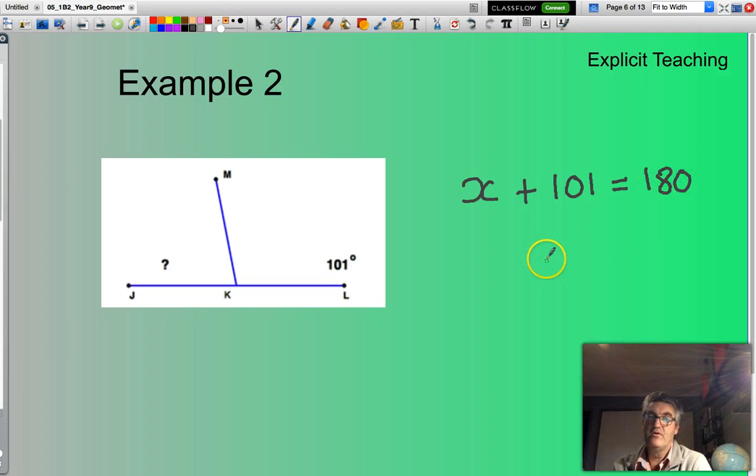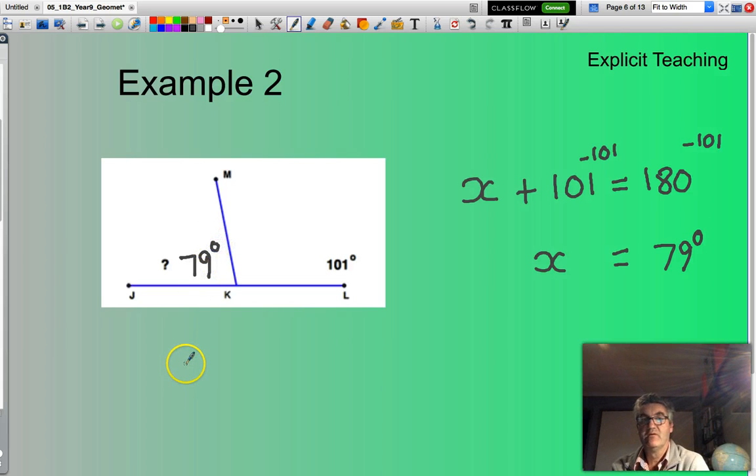So all I need to do with my algebra, subtract 101 from this side, subtract 101 from this side, and I end up with x will equal, well, 180 take away 100 is 80, another one will be 79 degrees. So I can say this angle over here is 79 degrees. Okay, we'll now move on to the next example.